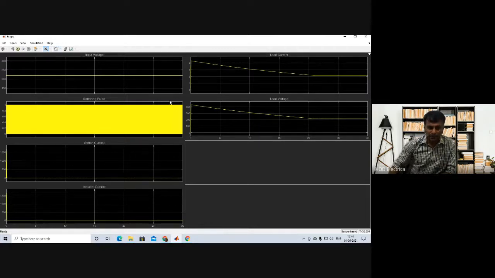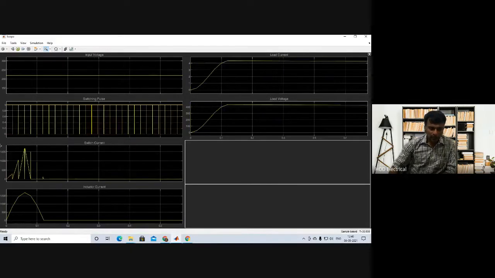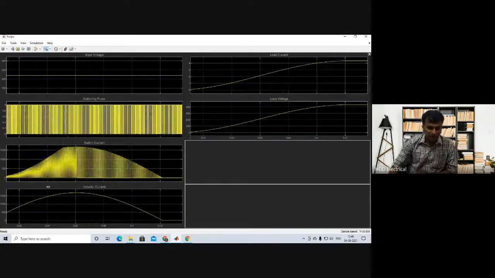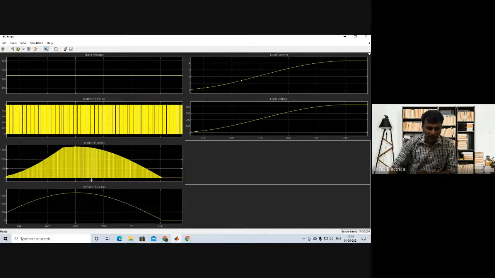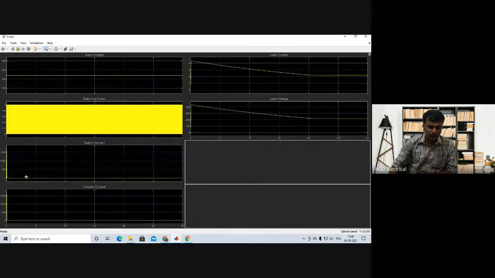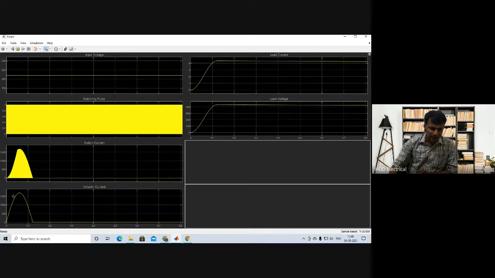If you take the switch current initially, there will be some switching current because we are giving a small duty cycle, but the on time of the switch is very small, so the switching current is more or less zero. But see this, the inductor current will gradually increase. Why is the inductor current increasing?